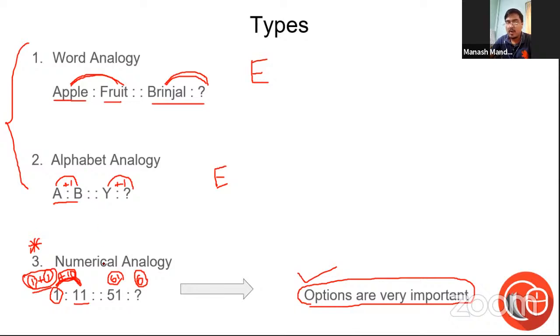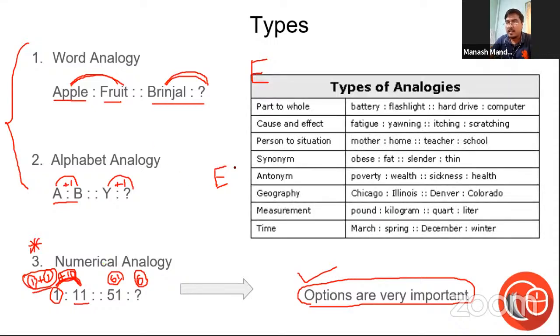Now let us understand what kind of analogies there are. These are the main types of analogy. The first one is part to whole. For example, battery, flashlight, and hard drive, computer. Let me correct this: a battery is a part of a flashlight, and a hard drive is a part of a computer.